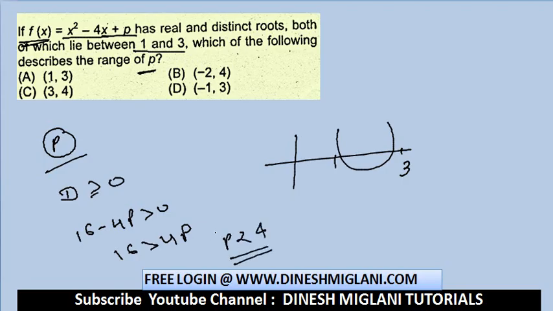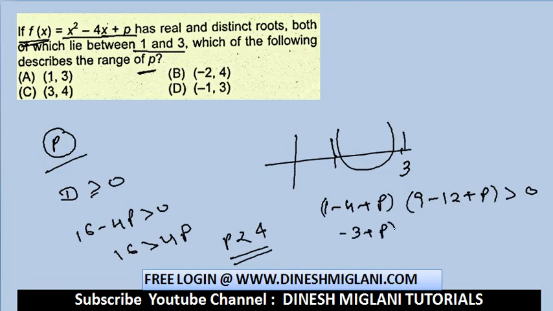Second thing, when I observe this, f of 1 into f of 3, this must be positive. So let us say f of 1, this is 1 minus 4 plus p, into f of 3, 9 minus 12 plus p. That should be positive. So we can say minus 3 plus p, and that is more than 0. So from there we are not getting any condition.